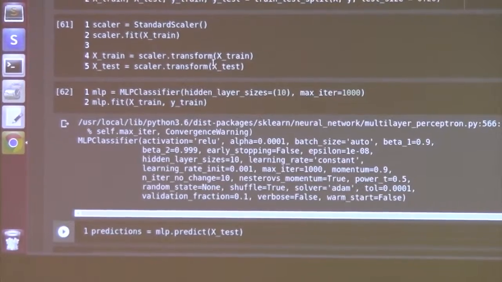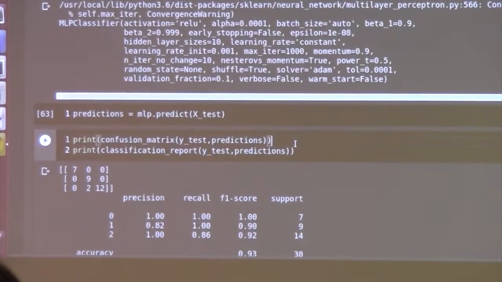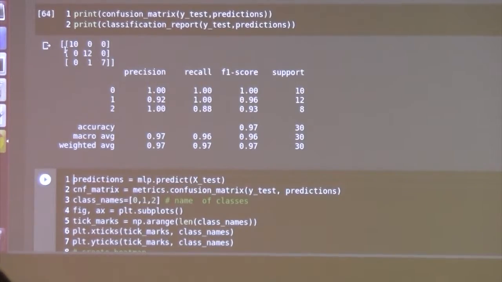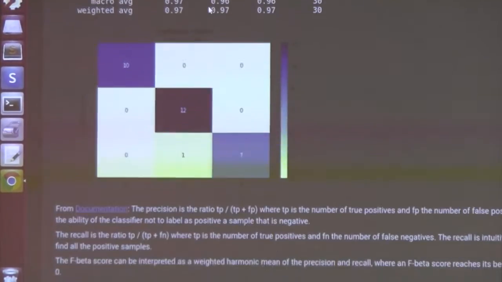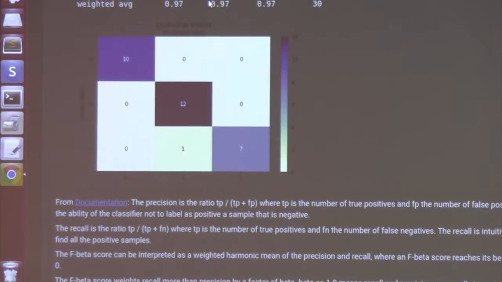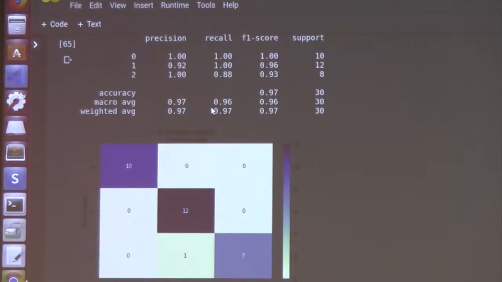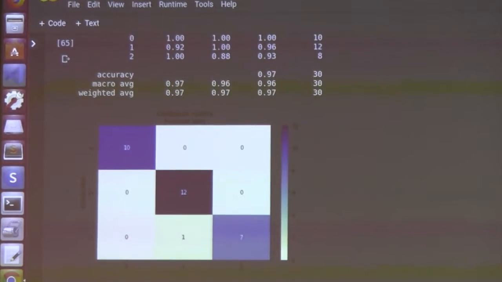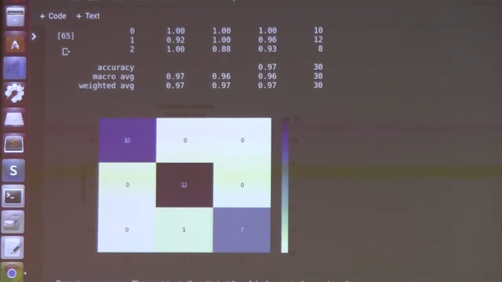Done. Okay. Now we're going to predict based on the test, and here we can see our confusion matrix, which I would say that's pretty good. Here are all of the metrics. Here are additional metrics as well. I included the documentation here exactly about what all of these mean.